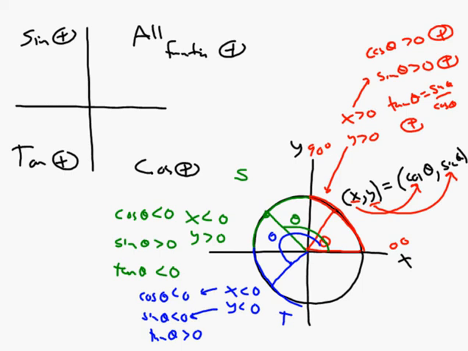Okay? And now, predictably, the last quadrant, here we go. X becomes positive again, but y is negative. That means that the cosine of theta is positive, but the sine of theta is negative. And then the tangent, which is sine over cosine, would be a negative divided by a positive, which makes it negative. And that's why we put a cosine or a C in the last quadrant, because cosine is the only thing that comes back positive.